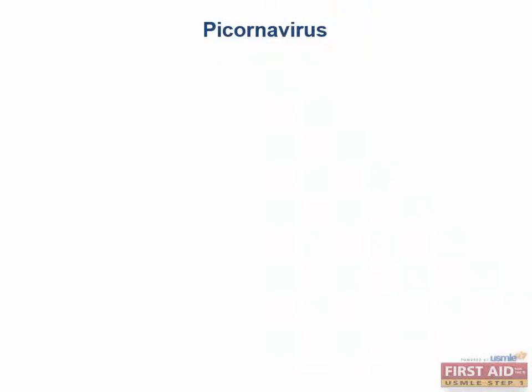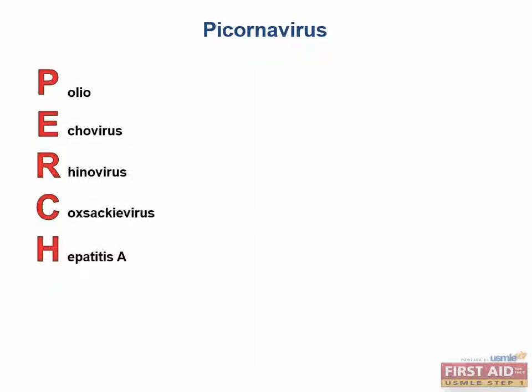The picornavirus family viruses can be remembered by the mnemonic PERCH. Can you name the 5 picornaviruses? They are the poliovirus, echovirus, rhinovirus, Coxsackie virus, and hepatitis A virus. It is important to remember that all viruses in this family are enteroviruses, except for rhinovirus.